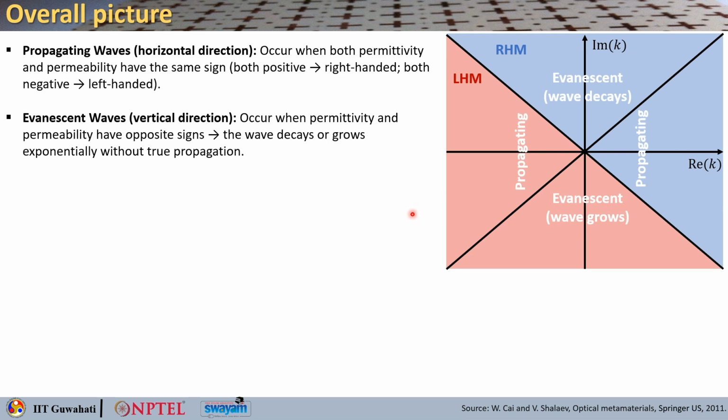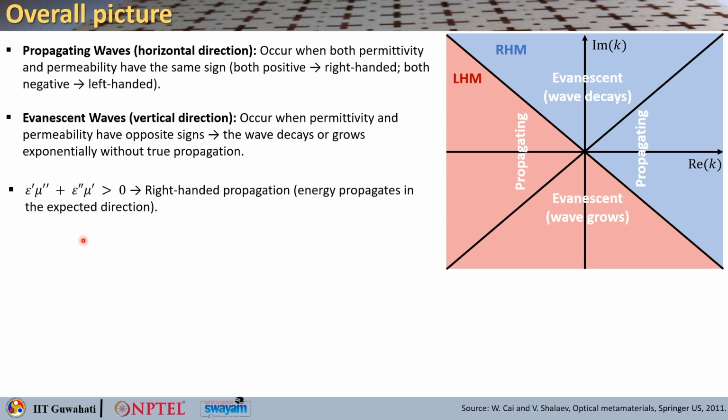Just the final summary: propagation is allowed along this horizontal direction, which happens when both permittivity and permeability are of the same sign. If both positive you get right handed, both negative you get left handed. Evanescent waves are along this vertical direction when permittivity and permeability have opposite signs. The wave either decays or grows, depending on the sign of the imaginary part of k, and there is no true propagation here.